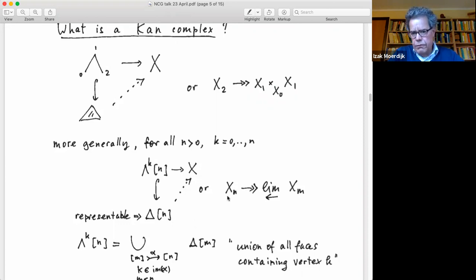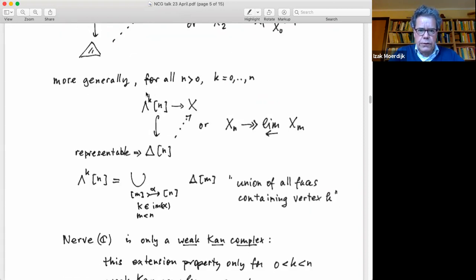So here's another way you can say that: there is a map from X_n to some inverse limit, which I will picture below, and that map should be a surjection. Okay, if I go down a little bit, here's the definition of this horn. It's called the K horn, or the kth horn. It's the union of all the faces delta m inside delta n that contain the vertex k. So the only one that is missing is the one opposite the vertex k.